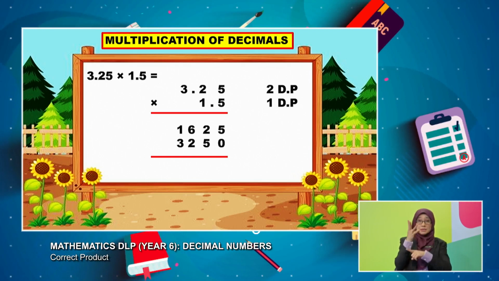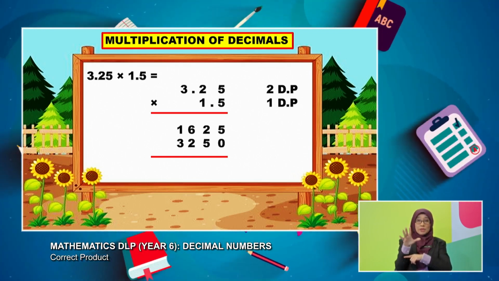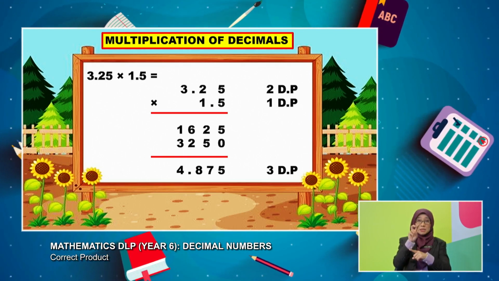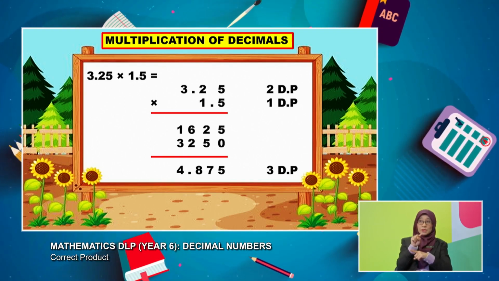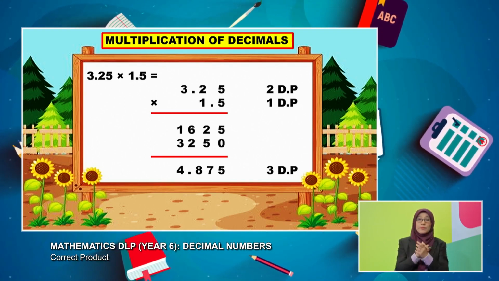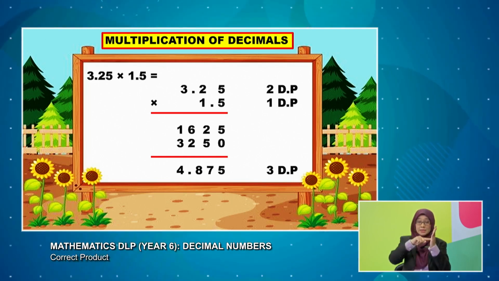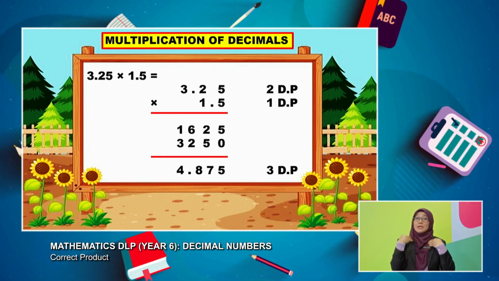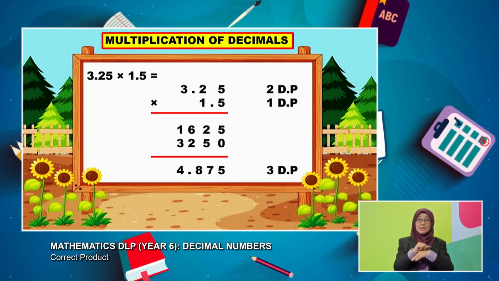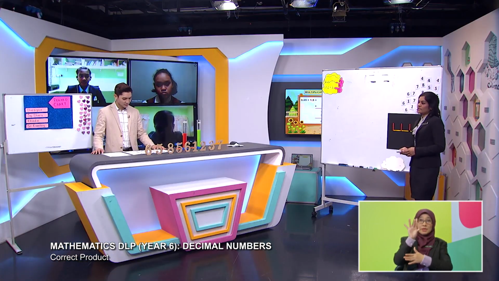Second one, you times by 1 as usual. Teacher puts 0 there. Then we add together, and lastly, how many decimal places are there? 2 plus 1 equals 3 decimal places. So you move the decimal after 3 numbers, and you get the answer 4.875. Okay, you got it?